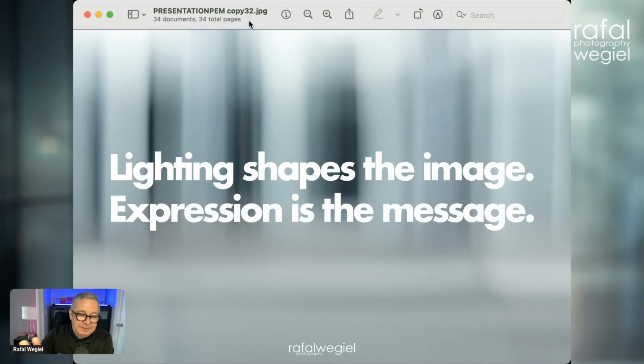So the final note: lighting shapes the image. That's how you create the mood. How you create an expression is the message. So that's the main thing.